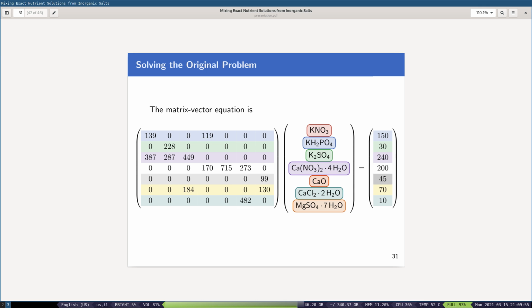The first 3 salts do not add any calcium to the solution, but when we multiply the fourth column, the first element that isn't 0 is 170. It's 170 ppm that comes indeed from calcium nitrate tetrahydrate. So that's the 170 here, the mass fraction in ppm per gram of calcium inside calcium nitrate tetrahydrate. To that we add 715, which is the mass fraction of calcium in calcium oxide, by multiplying it by the amount of calcium oxide.